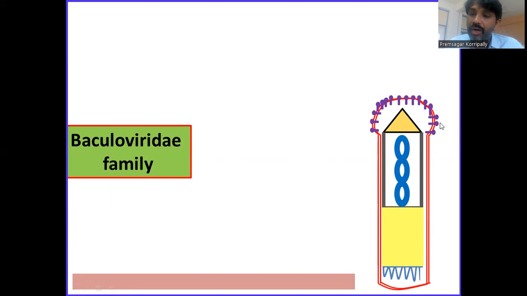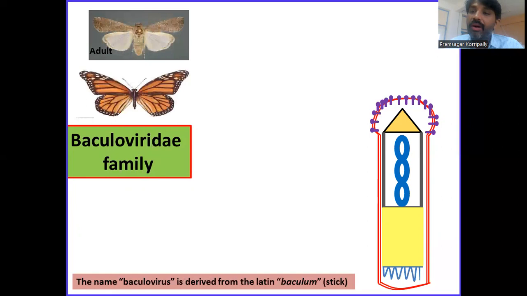This is Autographa californica multiple nuclear polyhedrosis virus. It's a rod shaped virus, and they are also enveloped viruses. The Baculoviridae family viruses are arthropod viruses. Arthropods means insects. So insects are their natural hosts for DNA replication as well as multiplication of the virus.